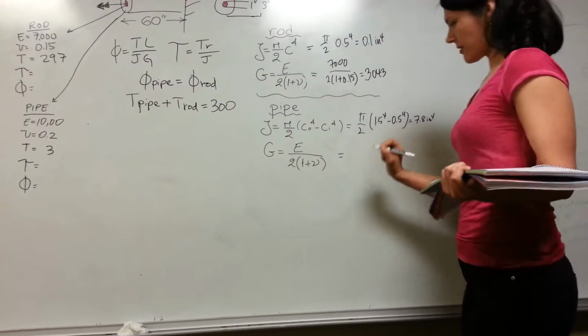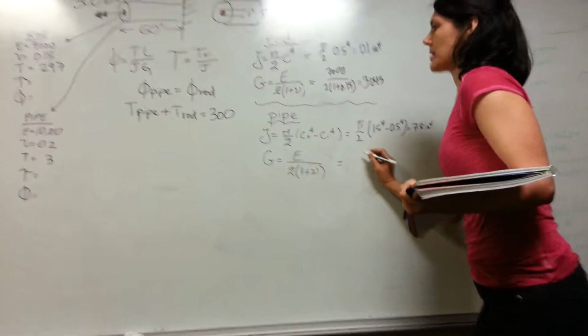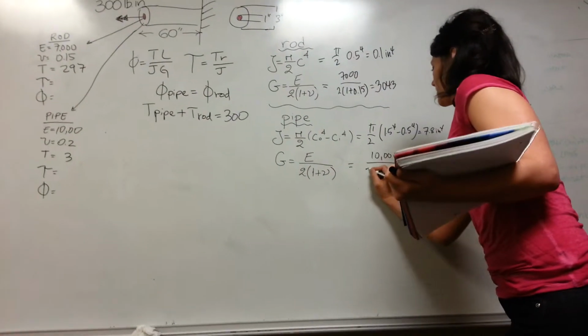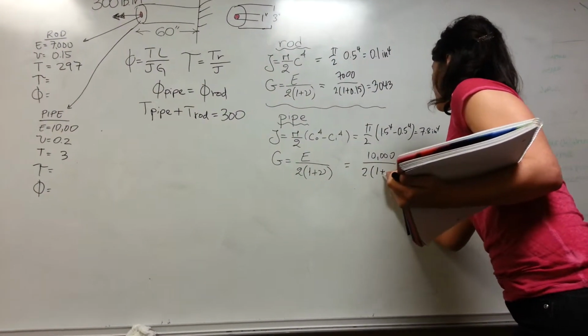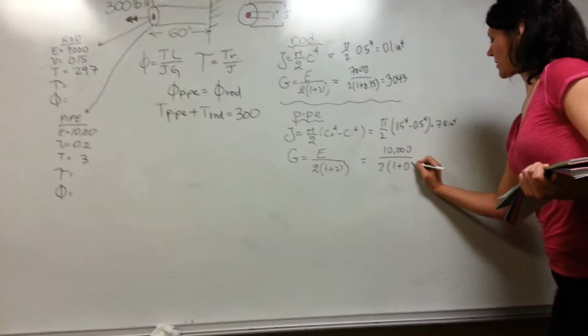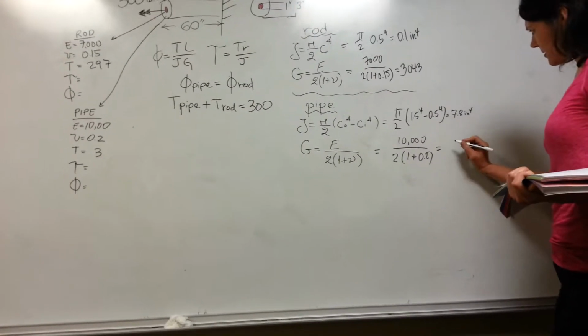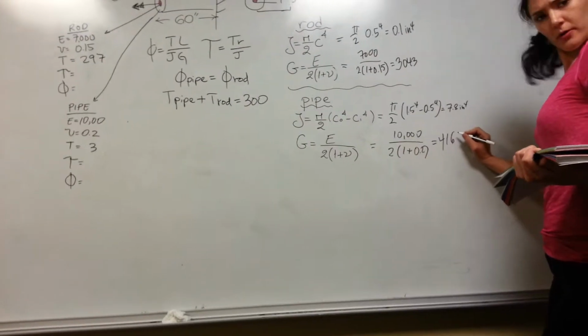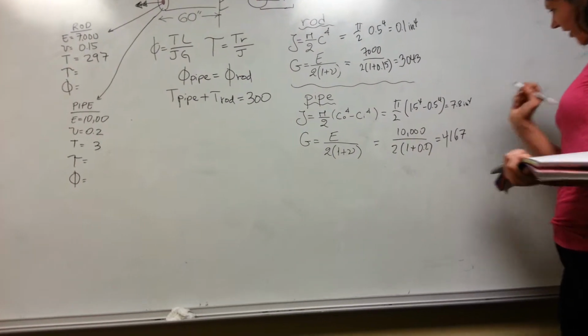Now the shear modulus for the pipe is 10,000 divided by 2 times 1 plus 0.2, which gives us 4,167. Sorry, 7. All right.